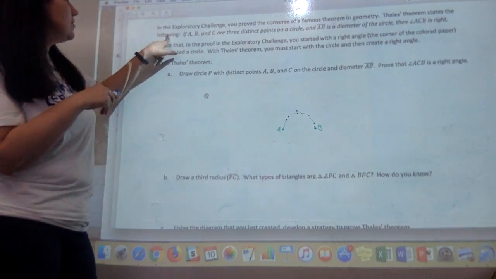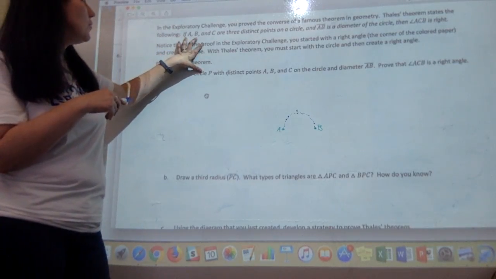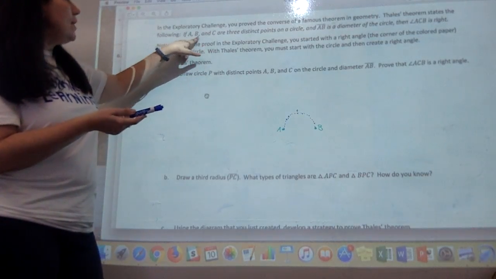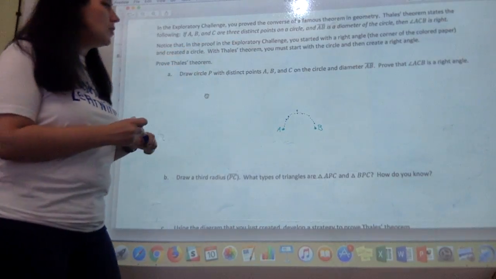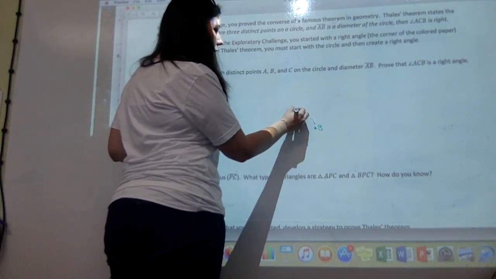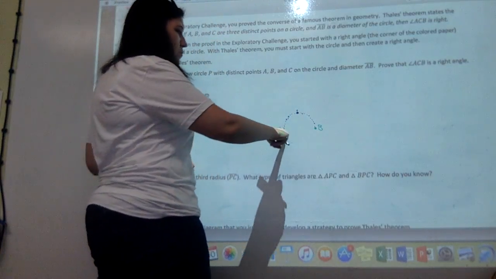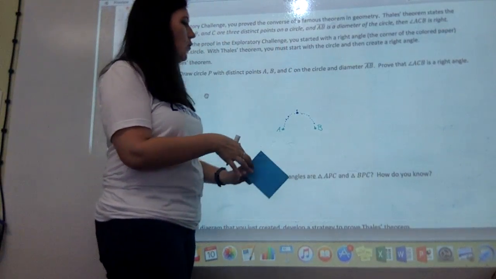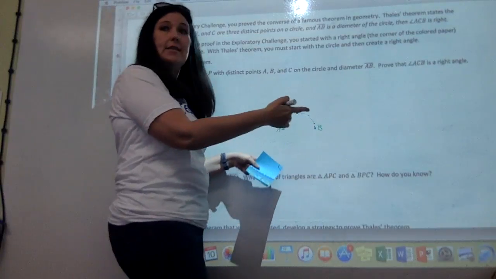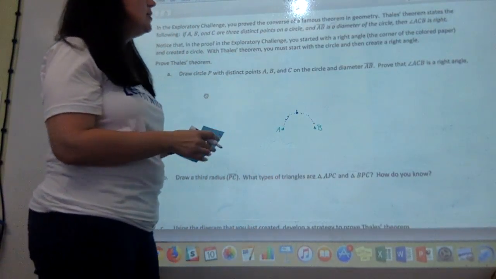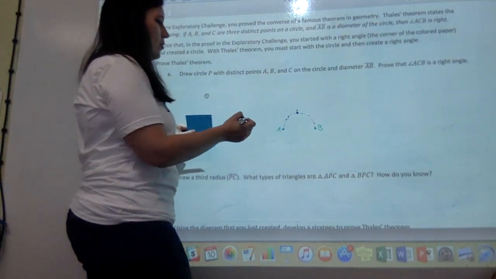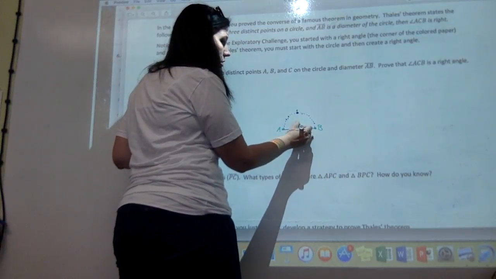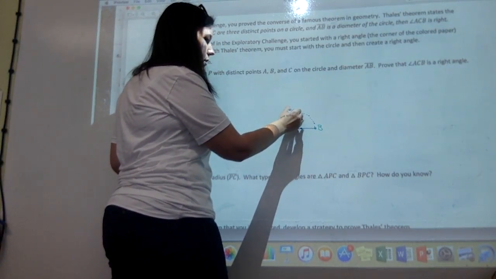So Thales' theorem states the following. A theorem is a property that's been proven true. If A, B, and C are three distinct points on a circle, and AB was my diameter, which is the longest distance across, then ACB is a right angle. So if I have 3 points on a circle and this is the diameter, then this has to be a right angle.